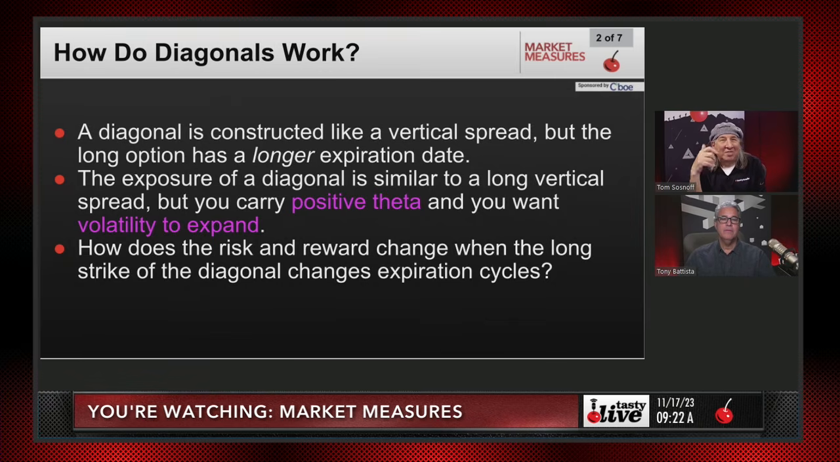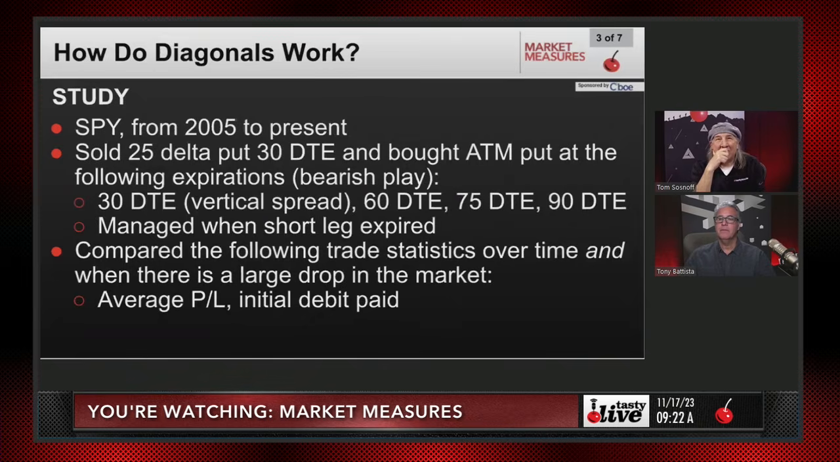Let's take a look. So we did a study from 2005 to present. It's just a very long study. Every time volatility gets cheap, we try to cover some different strategies that are solid in periods of low volatility. This is one of them. So we're going to sell the 25 delta put at 30 days to expiration, and buy the at the money put at the following expirations. These are kind of bearish plays. So 30 DTE, 60 DTE, 75 DTE, 90 DTE, managed with the short leg expired.